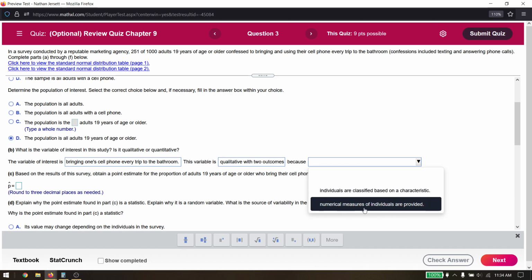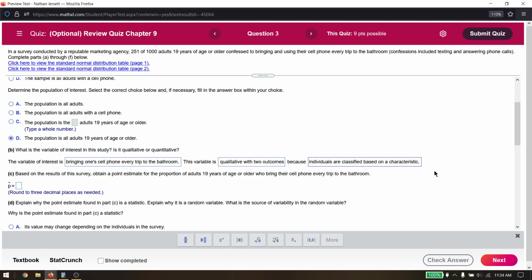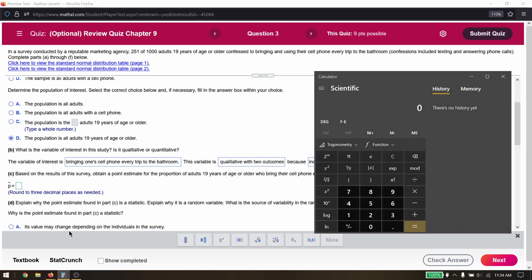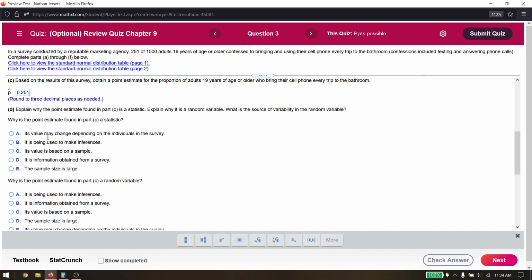Numerical measures of individuals are provided? No, they're based on a characteristic. Either they do or don't bring it. So it's yes or no, right? That's the idea there. Okay, based on the results, what should the point estimate be? That's just going to be 251 over 1,000, which is 0.251, of course. I didn't need to use a calculator for that, but I did.